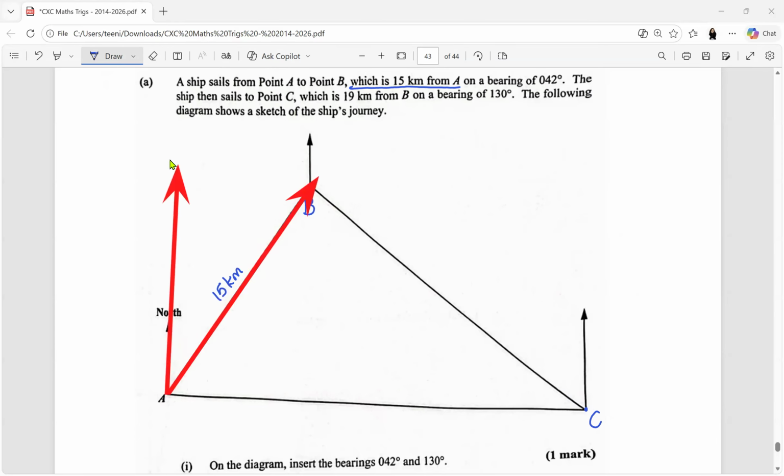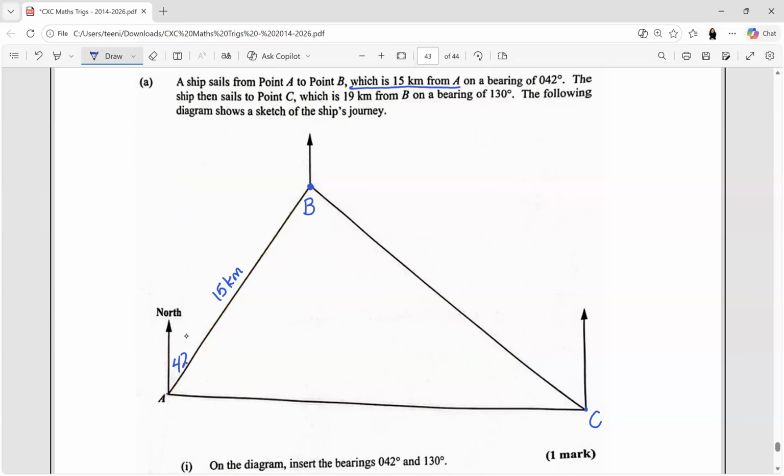So this is the angle here. From this direction, this movement here is 42 degrees. We're going to label that because they said to insert it on the diagram. So this angle here is 42 degrees.